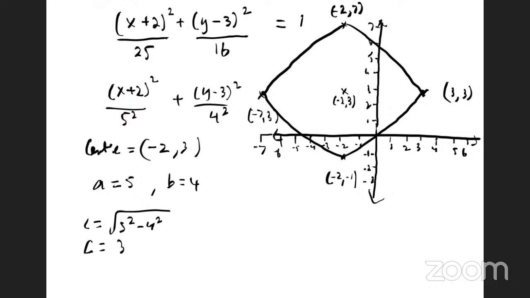All right, so we have the points, and then we need to put in the foci. Where will the foci be, on the horizontal or the vertical? On the horizontal. So the c is 3, right? So it will be right here, 3 away here, and 3 away here. So it will be minus 5, 3, and 1, 3. This one turned out kind of nice.